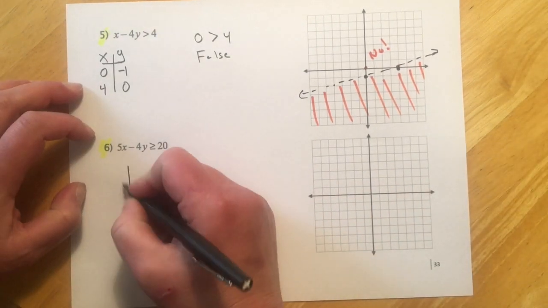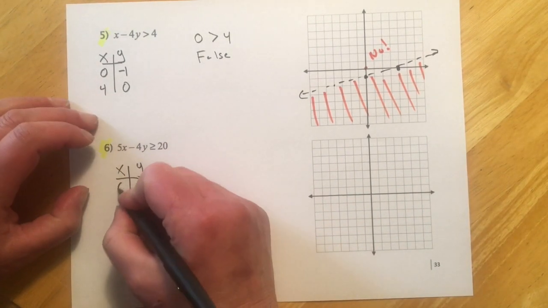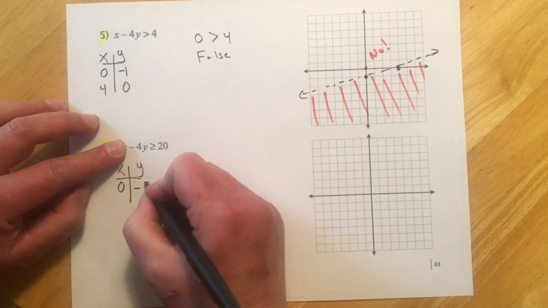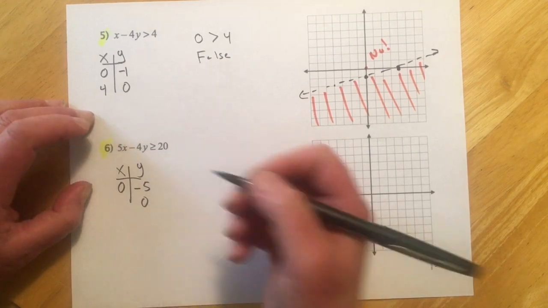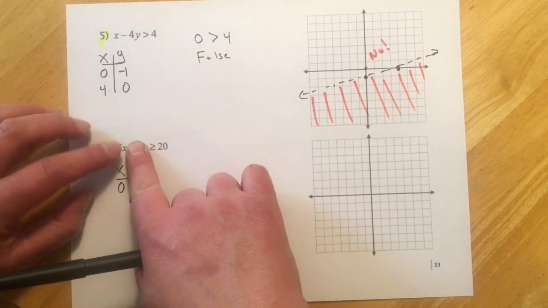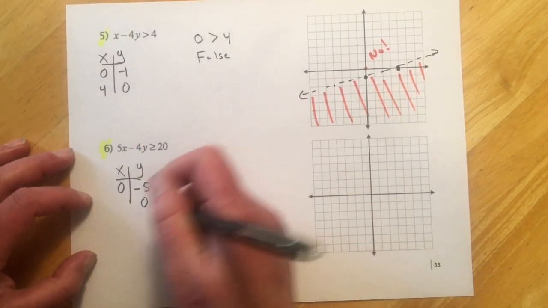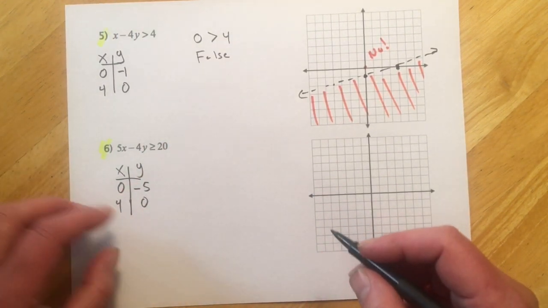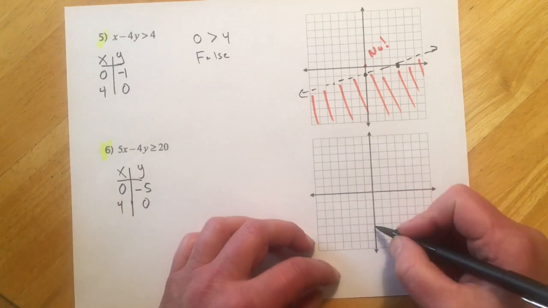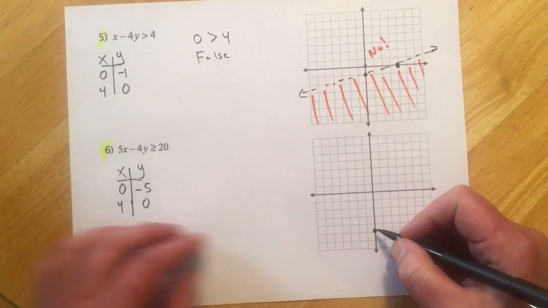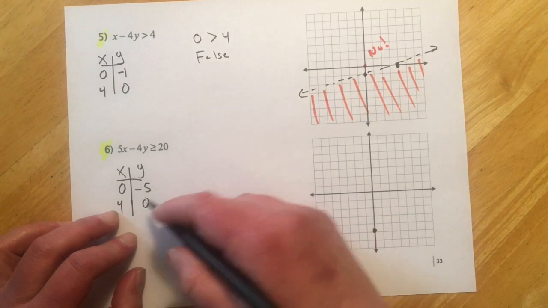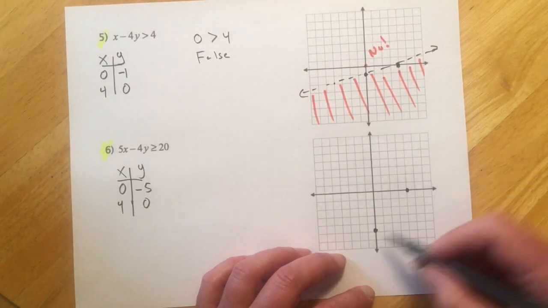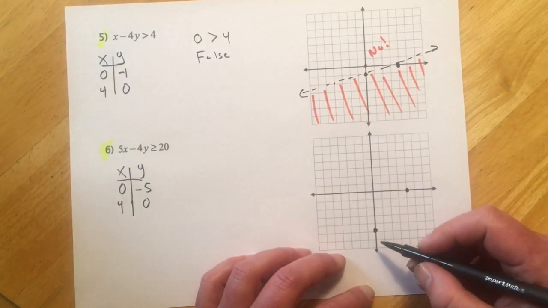Number 6, we're doing a little table. When x is 0, -4 times something makes 20, so it'd have to be a -5. I think it's division if it helps. If y is 0, that's gone, so 5 times something makes 20, so it must be a 4 right there. And then we can just get that graph. So when x is 0, y is -5, and when x is 4, y is 0. So that is going to be a solid line.